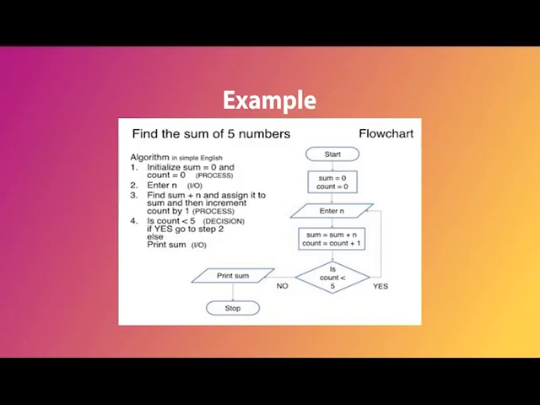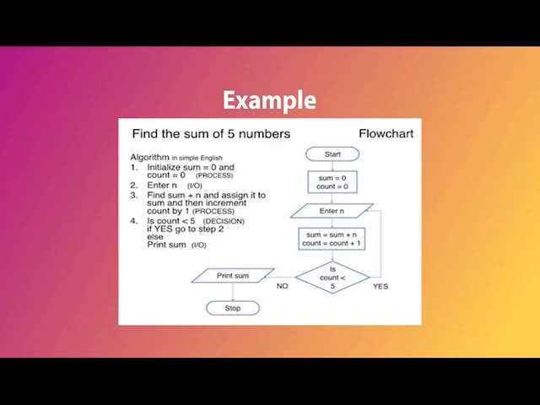We are supposed to initialize a variable sum equal to 0, and we are initializing a variable count equal to 0. Then a number is requested to be entered by the user, that is, number n is to be entered, and you are supposed to find sum plus n and assign it to sum, and increment count by 1. So why is it incremented by 1? Because the first input is being given by the user.